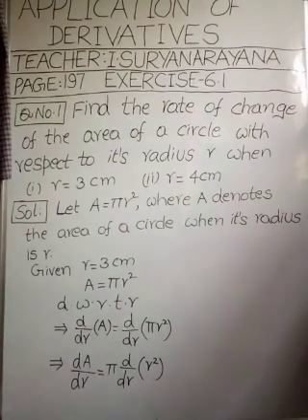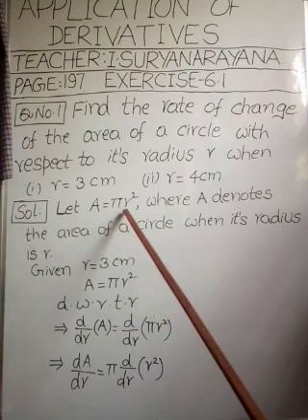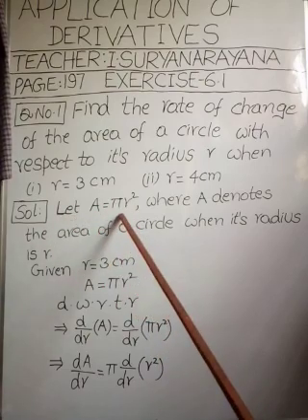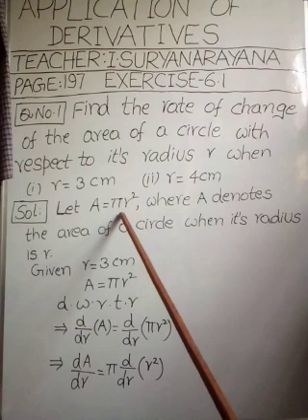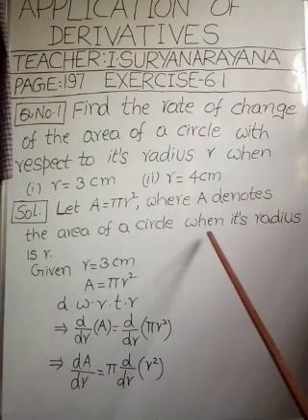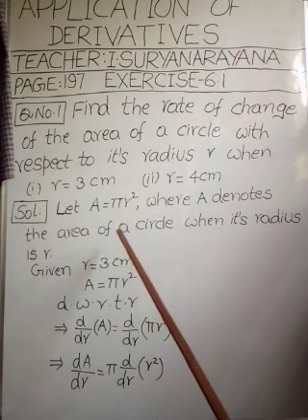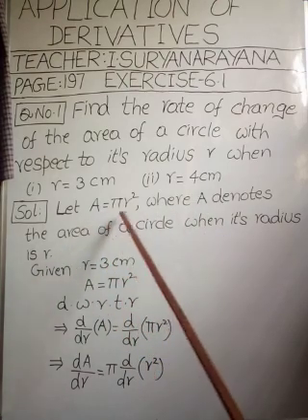Okay, my dear children, just observe the difference. Right. Now come to the solution part. Let A equal pi r square. Do you know this formula, my dear children? Area of a circle formula, pi r square, where A denotes the area of a circle when its radius is r units. Do you remember this formula, my dear children?